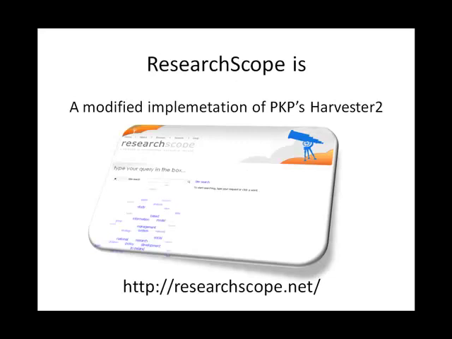There's a federation of 11 Irish repositories, and they're all harvested using Research Scope, which is a modified implementation of the Public Knowledge Project Harvester 2 software. The URL for Research Scope is researchscope.net.